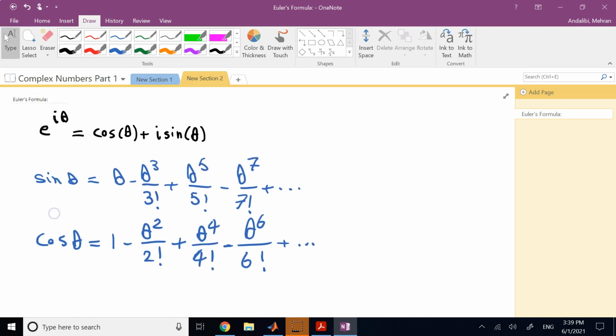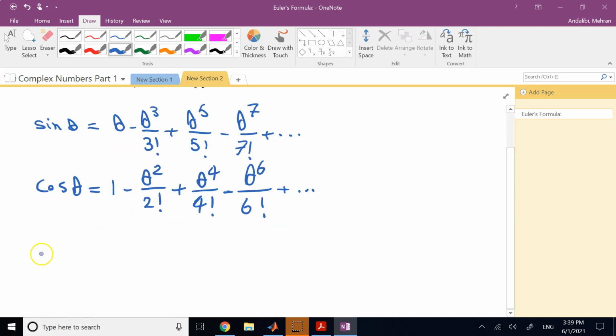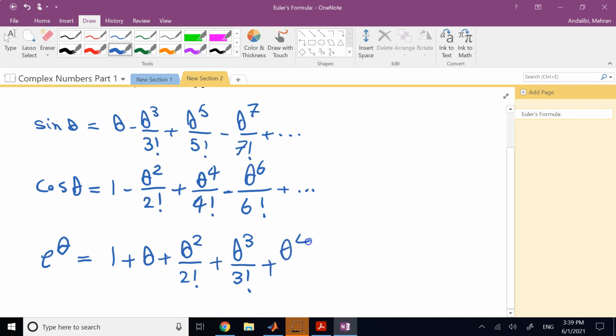Okay, so that's also what we know. You also know for the exponential function that e to the theta is equal to 1 plus theta plus theta squared over 2 factorial plus theta cubed over 3 factorial plus theta to the 4 over 4 factorial, and keep going. So that's the exponential of theta.